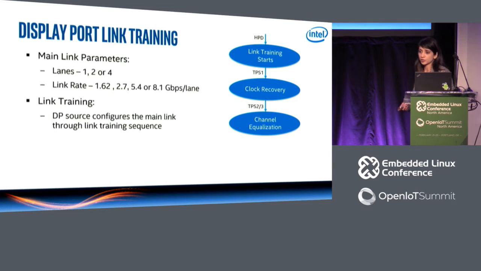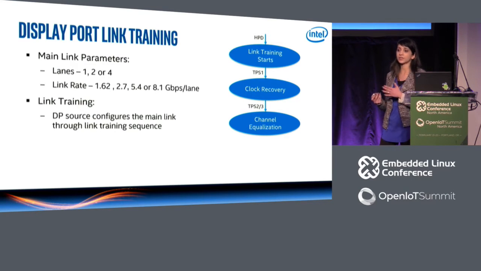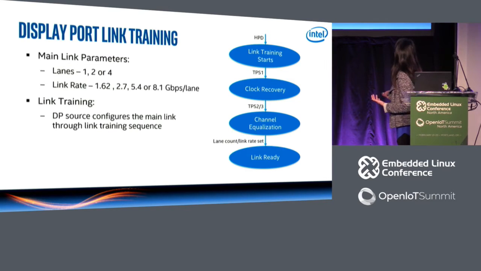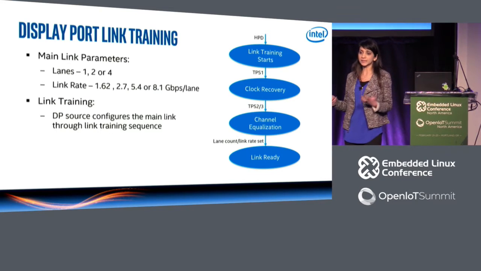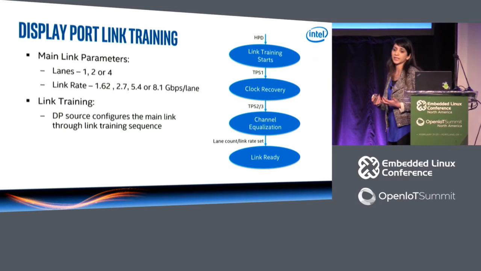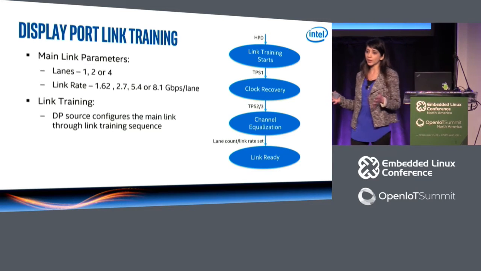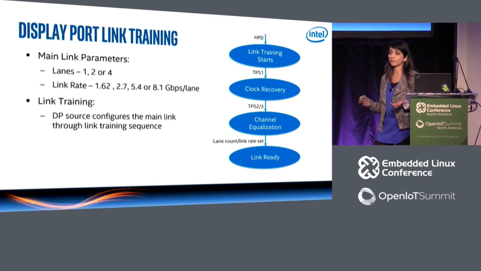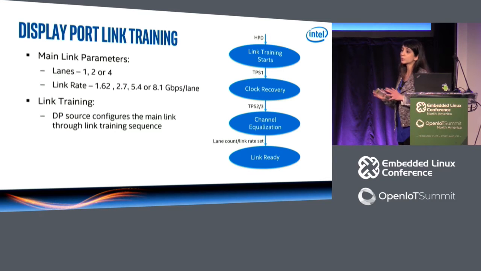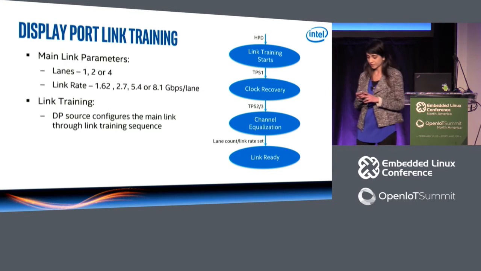Next is channel equalization. This is the phase where the receiver end will try to understand the mapping, how the data is actually mapped onto several lanes. Once these two phases are successful, then we say that the link is ready. What that means is now the link is set to get the data at a specific lane count and specific link rate. And that's when the link training is successful. So this is a very important part of establishing any connection. If link training fails, then basically you will not have a stable link, and that's when you see those black screens or flickering displays.